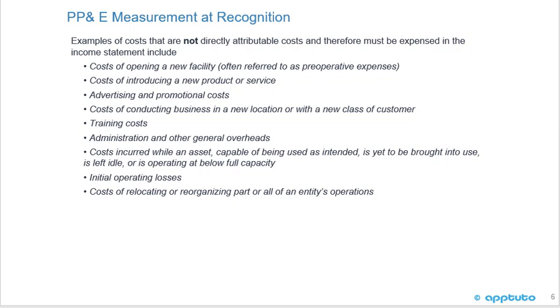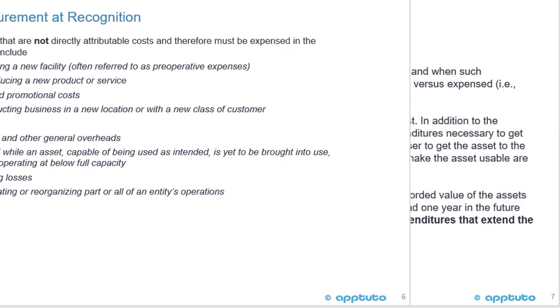Costs of conducting business in a new location with a new class of customer. Training costs, administrative and other general overheads. Costs incurred while an asset capable of being used as intended is yet to be brought into use, is left idle, or is operating below full capacity. Initial operating losses. And finally, costs of relocating or reorganizing part or all of an entity's operations.